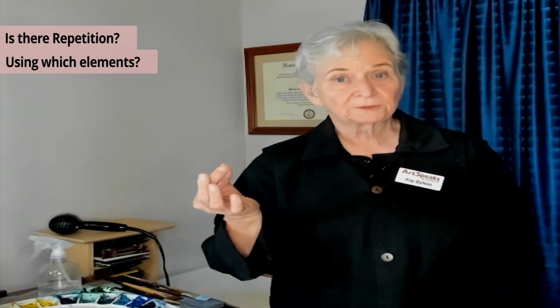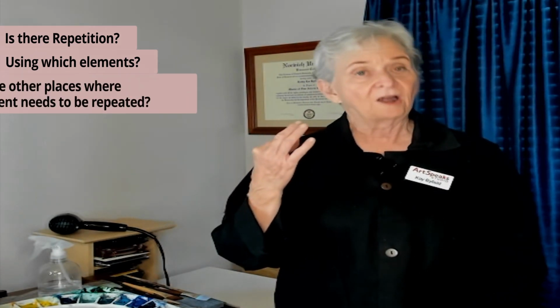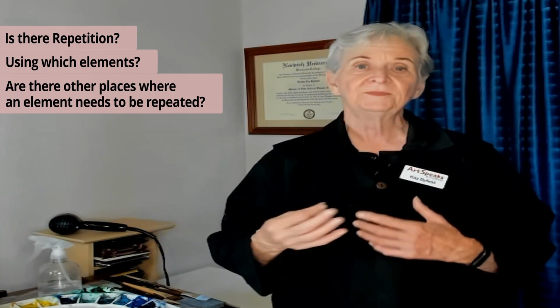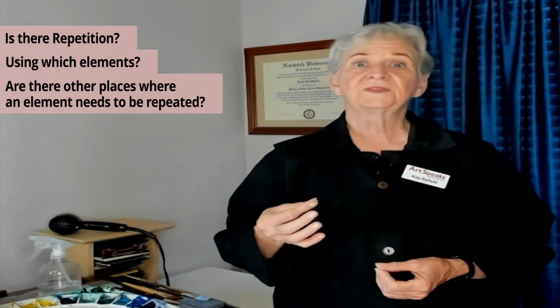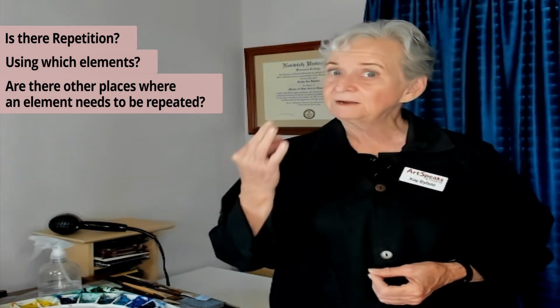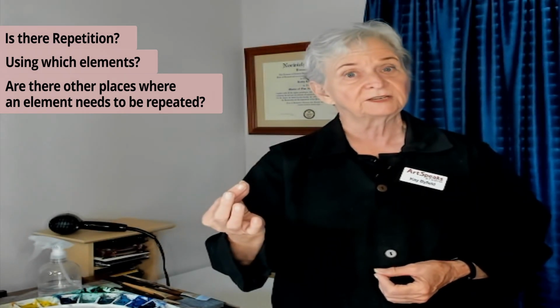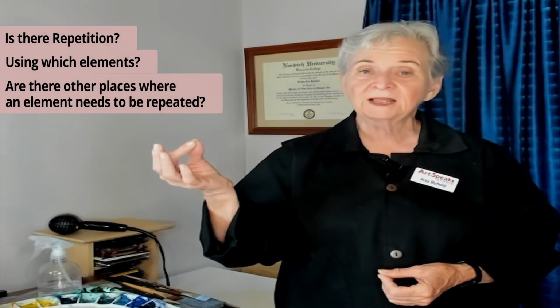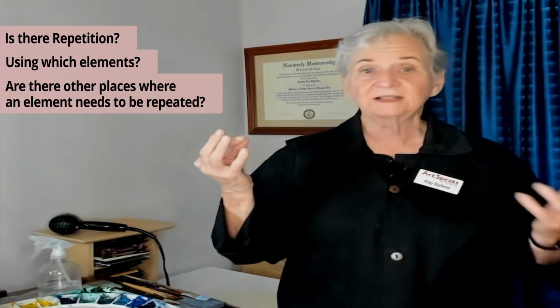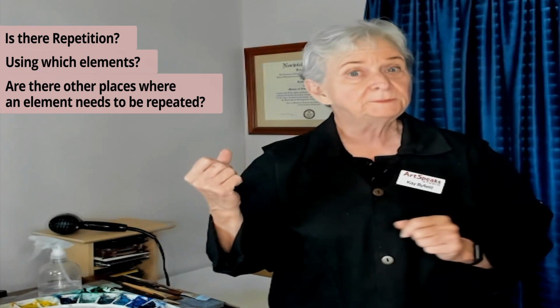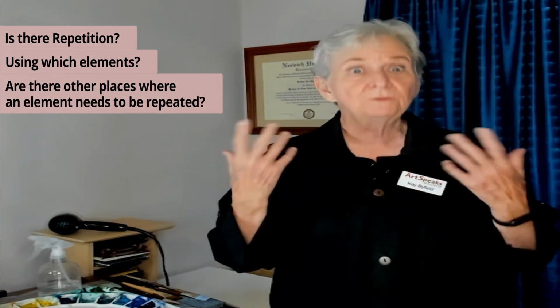Next, is there repetition? Which elements are being repeated? Are there other places where that element should be repeated? The typical rule of thumb is you need at least 3 repetitions of any element once you've introduced it. So if you have red one place, you have to have red at least 2 other places that move the eye around. Doesn't need to be the same red, but it needs to be reddish.